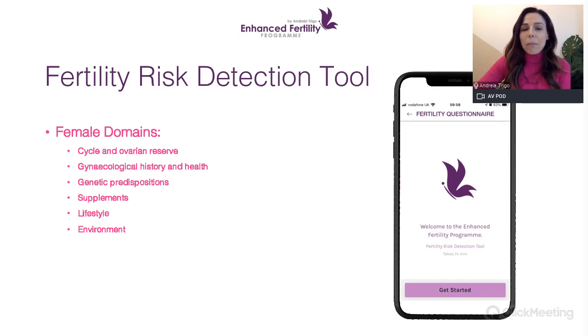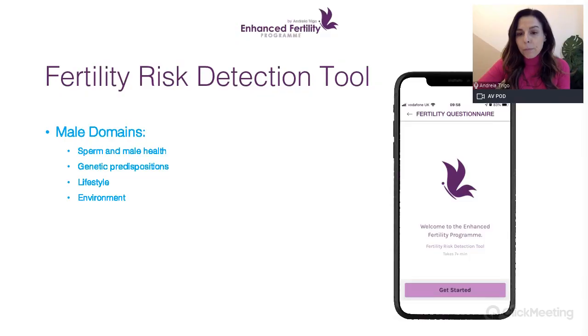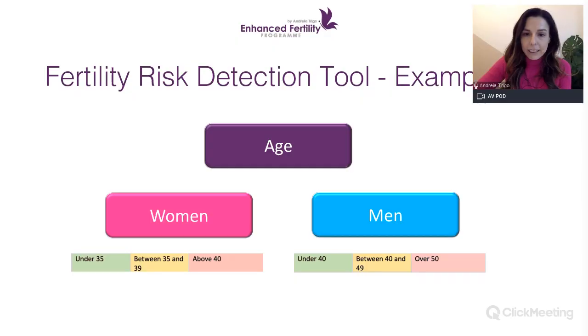So in the female factor, we have different domains. We're going to look at your cycle and your ovarian reserve. We're going to look at the gynecological history and health. We're going to look at genetic predispositions, supplements that you're taking, your lifestyle, and your environment. And for men, we're going to look at sperm, but we're going to look at more than sperm. We're going to look at male health, and genetic predispositions, lifestyle, and environment as well. And I'd like to give you certain examples of things that you can test.